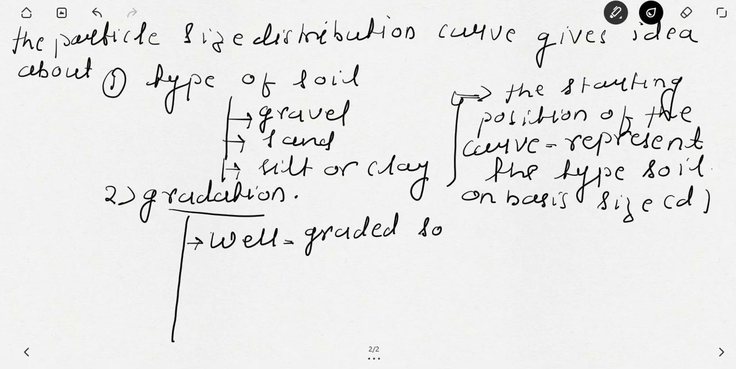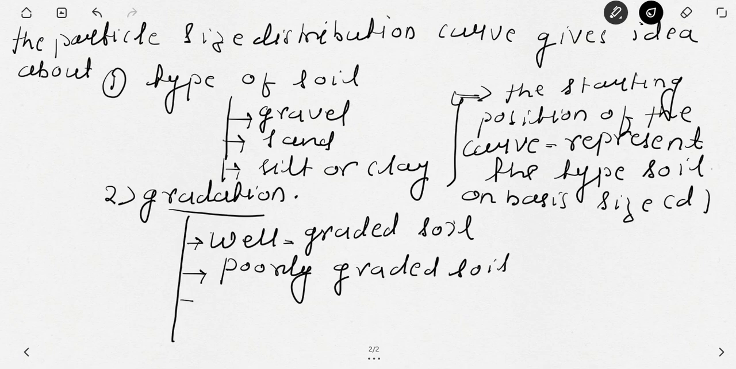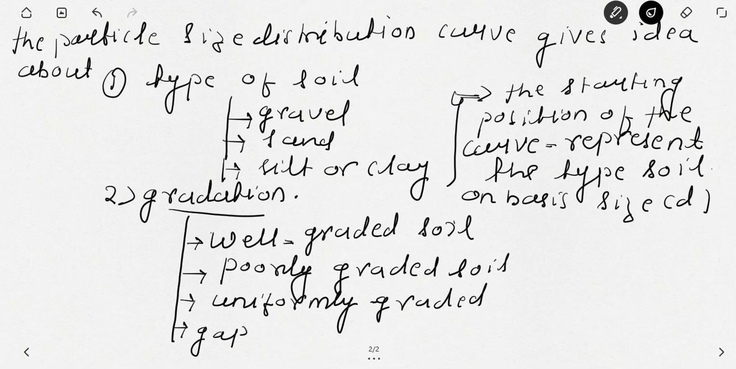Okay, for now understand the terms: well graded soil, second poorly graded soil, third uniformly graded soil, and the very fourth one is gap graded soil. Gap graded.